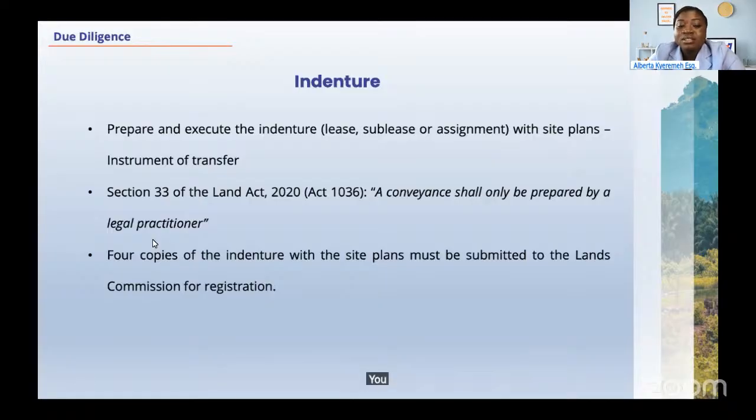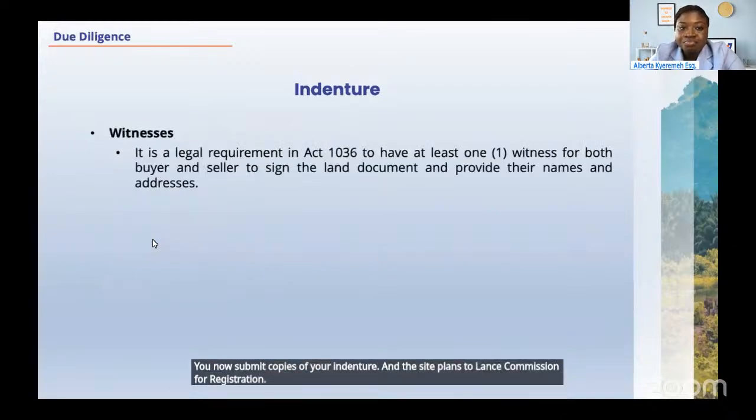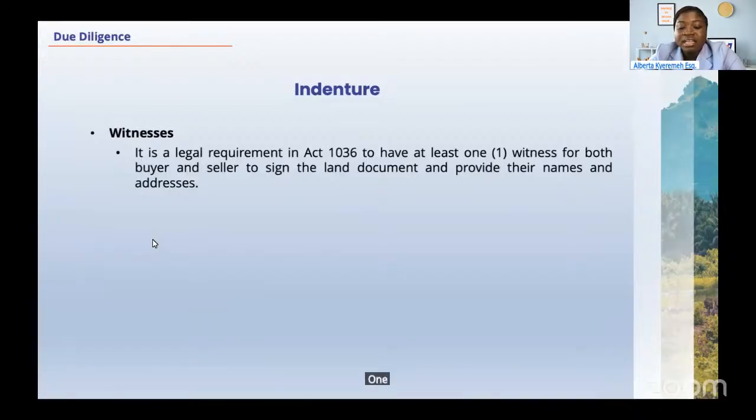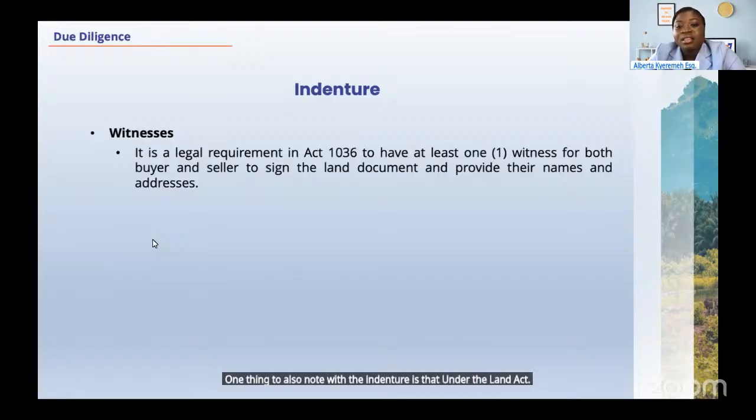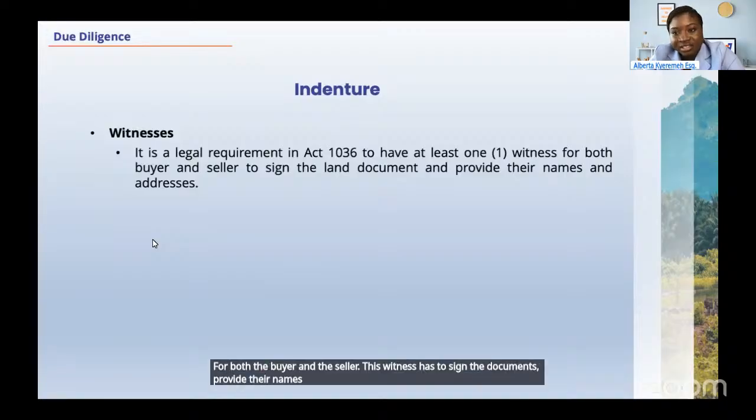You would now submit copies of your indenture and the site plans to the Lands Commission for registration. One thing to also note with the indenture is that under the Land Act, there is a requirement that an indenture should have at least one witness for both the buyer and the seller. This witness has to sign the document, and provide their names and addresses. So every indenture should have witnesses. This is a legal requirement.